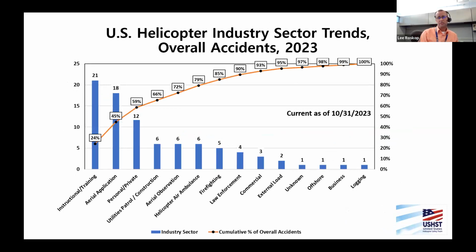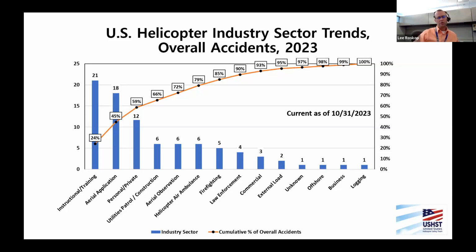The next thing I wanted to do was transition to showing some of our industry sector trends, and this feeds into the polling question that was out there. You can see on the far left side of the chart, the industries that account for about 60% of our overall accidents, both fatal and non-fatal, this year are instructional training, aerial application, and personal private.